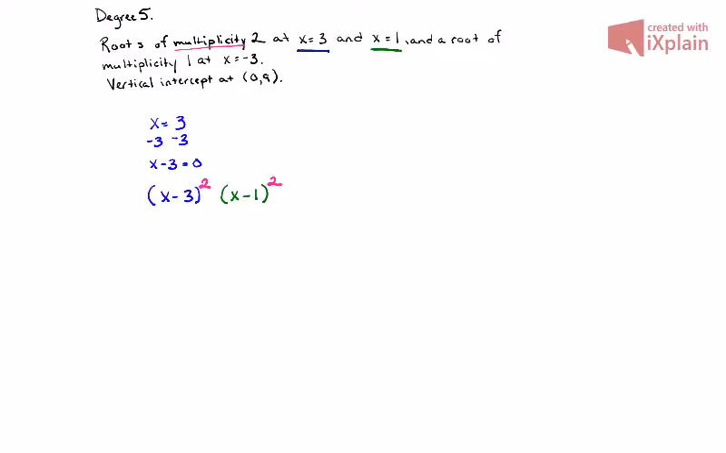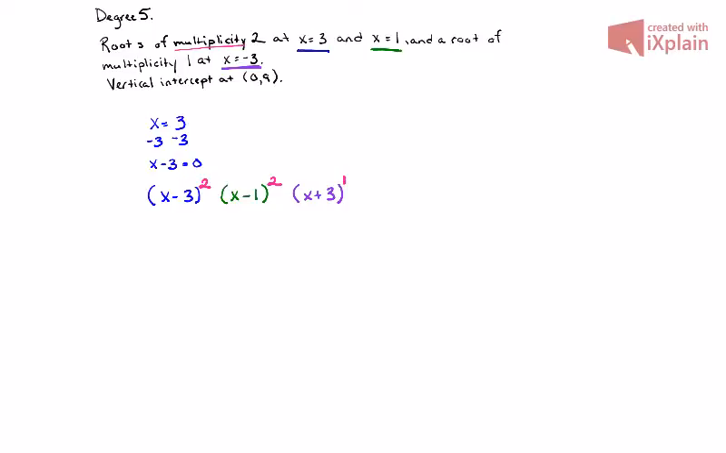Lastly, we also have a root at x is equal to negative 3. So its binomial will look like x plus 3. It has a multiplicity of 1, so you don't necessarily have to write the exponent, but if you would like to, you can. As you can see, I've started to create a polynomial here. If you recall from class, if we add up the exponents on each of those binomials, we get the degree of our polynomial. And as you can see, 2 plus 2 plus 1 is equal to 5.